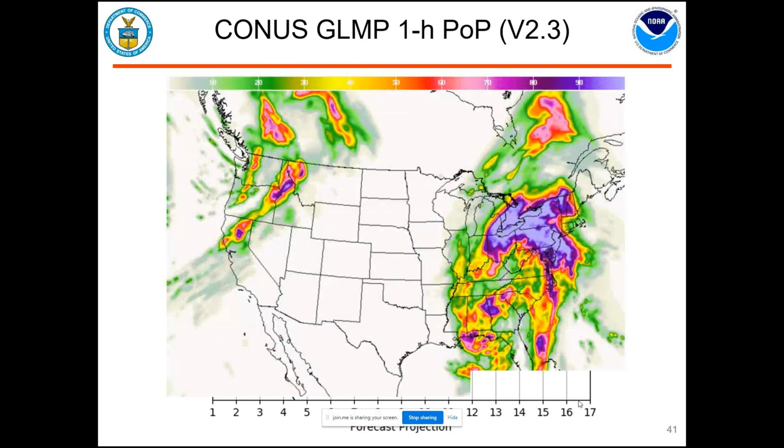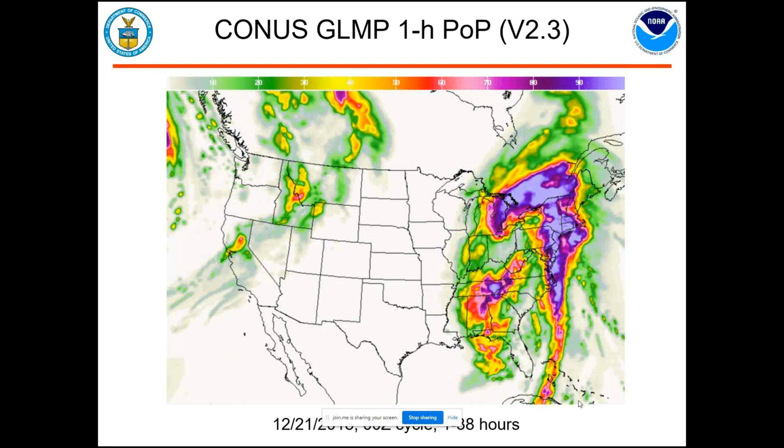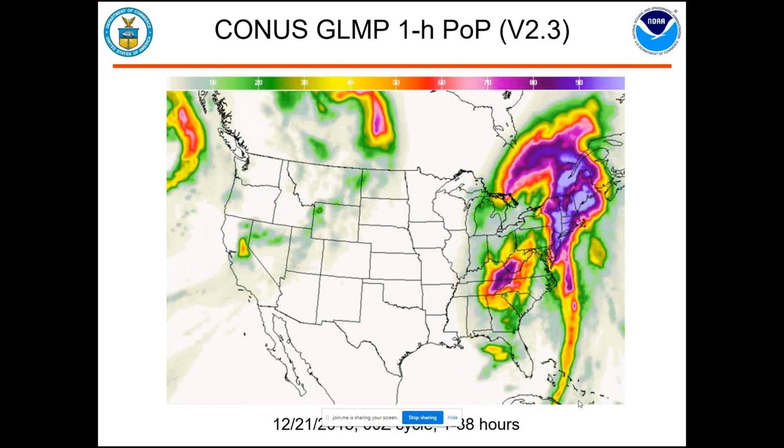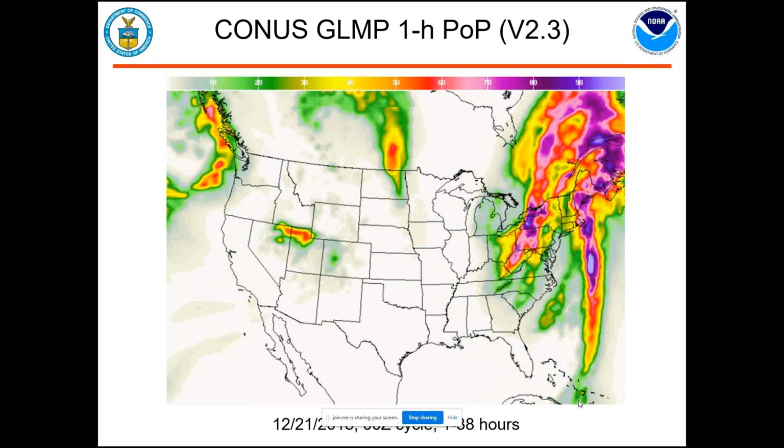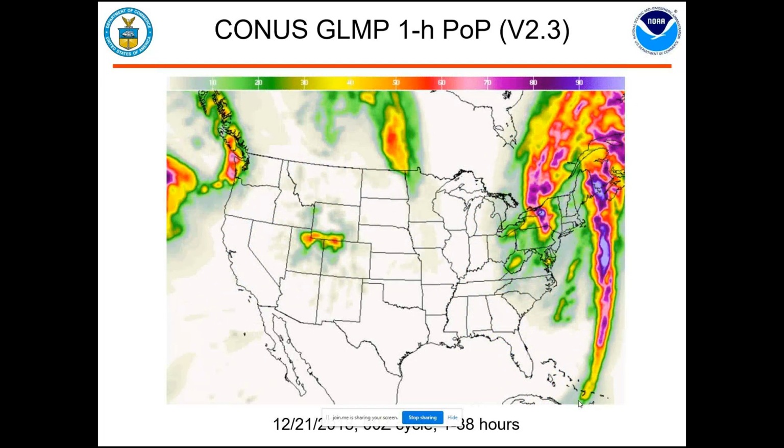Here's an example of our 1-hour probability of precipitation product. So we were pretty happy with this, and the probabilities are pretty sharp and generally reliable from the statistics that we looked at.